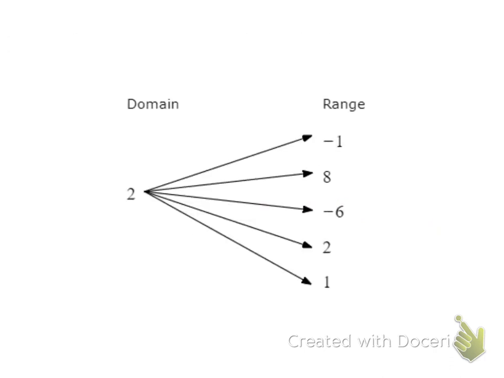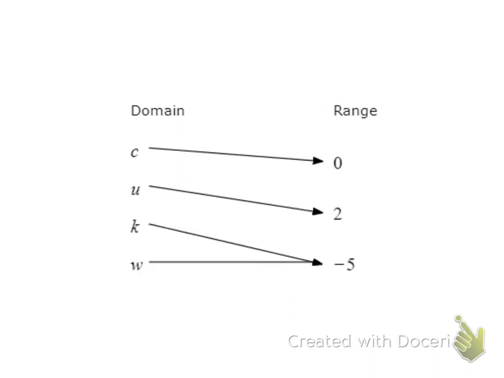Here, we only have one member of the domain, and we have 5 members in the range. So this 2 is matched with a -1 and an 8 and a -6, etc. So this is not a function.